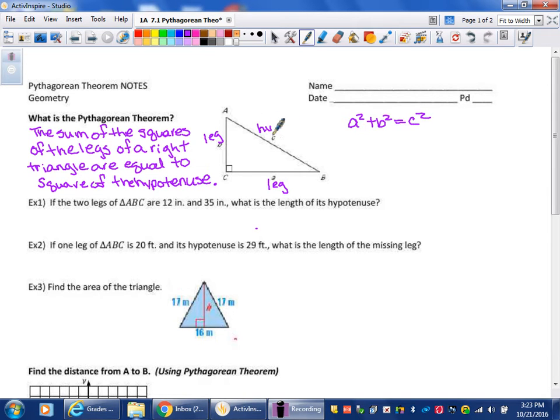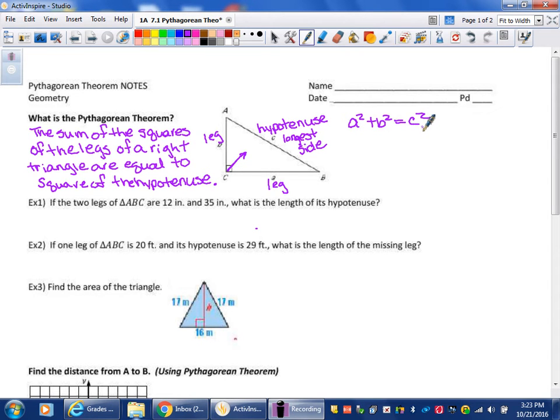is your hypotenuse. Now your hypotenuse is your longest side, and how you can always find the longest side is you go from that right angle, and it points right at the hypotenuse every time. It's always across from the right angle. Now, a squared plus b squared equals c squared is the original Pythagorean theorem formula.